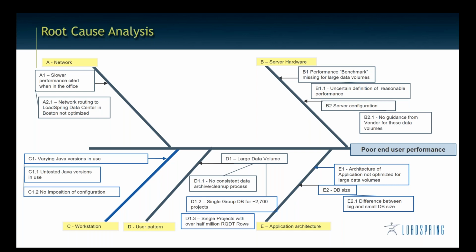Under server hardware, I'm going to talk a bit about this shortly, but items such as, hey, we learned that there really isn't benchmark data for some of these large data volumes that we're seeing from this customer's use case. That really leads to an uncertain definition of what is reasonable performance. We also want to dive in on server configuration, knowing that maybe we're seeing large data volumes. What does the vendor say? In this case, the vendor has no guidance for these data volumes. So we're starting to learn some things about the big picture here.